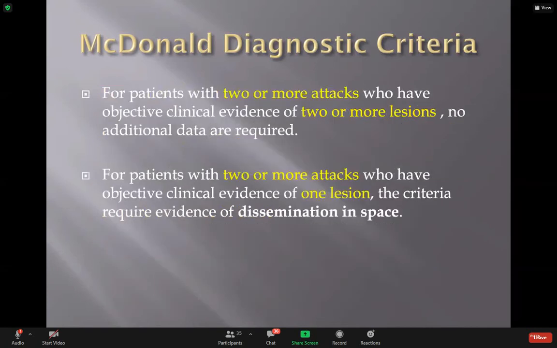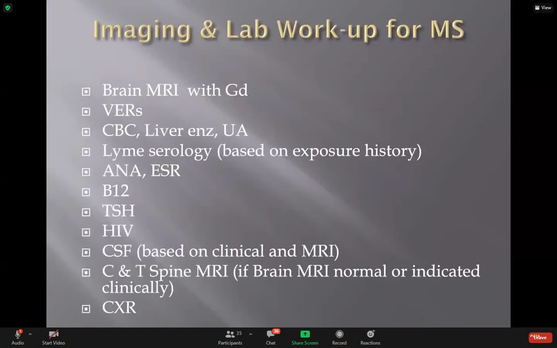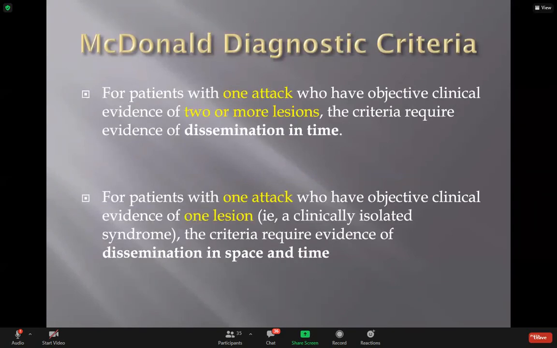All right. For patients with 2 or more attacks who have objective clinical evidence of 2 or more lesions, no additional data are required. So this is how you do it clinically. But like I said, you do have to do your investigations. All right. This is just an explanation of what I said. But you can read it. I recommend you read it later.